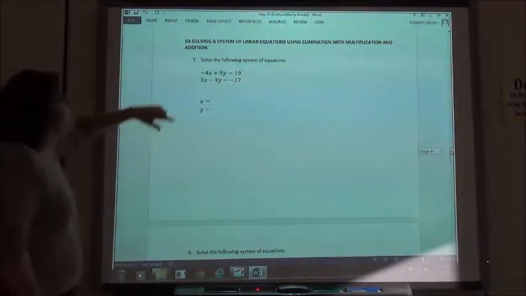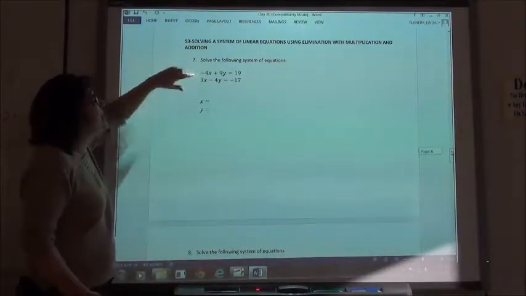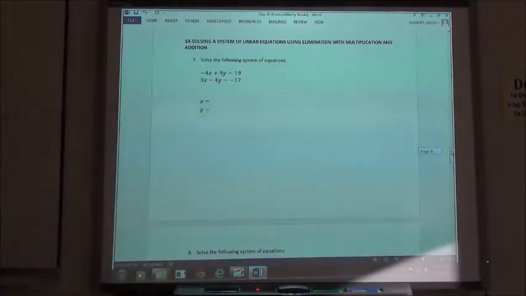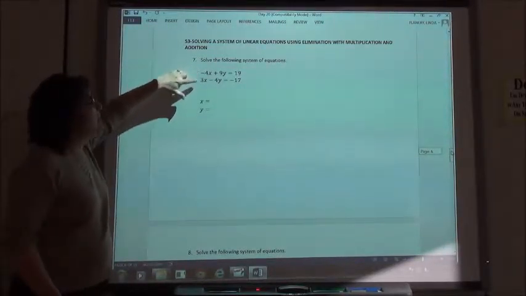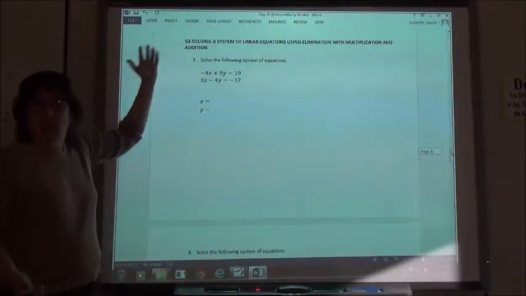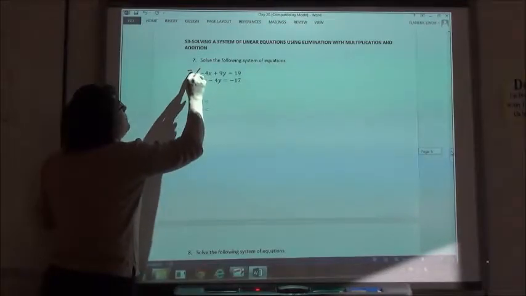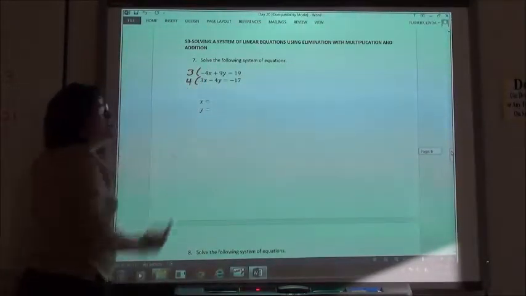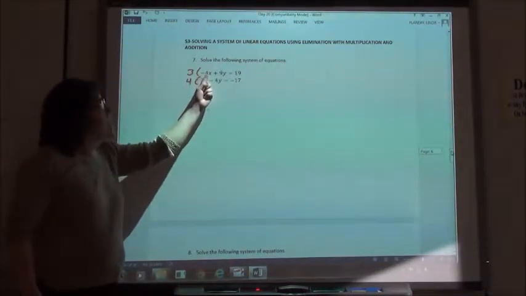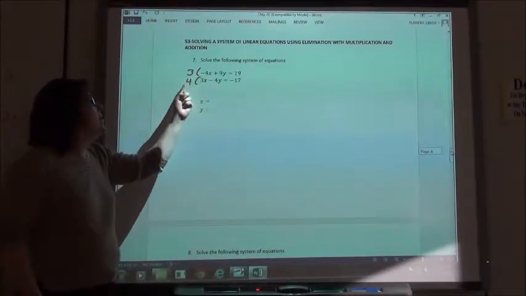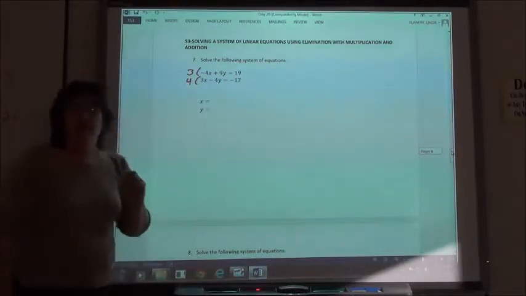So in this case, if I want to get rid of my x's, I want to think about the least common multiple of 3 and 4. The least common multiple of 3 and 4 is 12. So I want one to be positive 12 and one to be negative 12. Since these already have opposite signs, I don't have to worry about making the signs opposite. I just need to make the numbers 12. So I'm going to take the top times 3 and the bottom times 4. 3 times negative 4 would give me negative 12x. 4 times 3x gives me positive 12x.